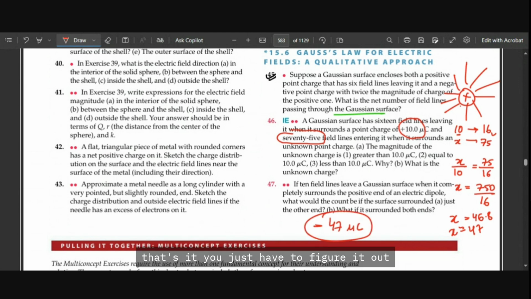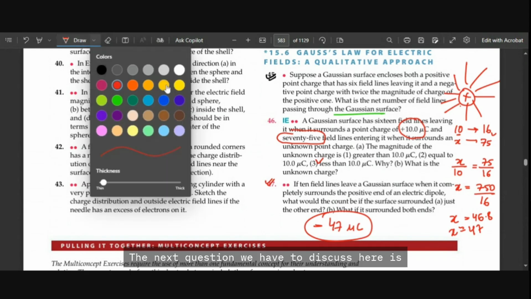That's it. You just have to figure out what exactly is going on, and you can simply do the basic maths. This is only applicable to questions which are qualitative in solving. The question asks whether the magnitude of the unknown charge is greater than 10 microcoulombs, equal to 10 microcoulombs, or less than 10 microcoulombs. What is the unknown charge? Since the field lines are entering, it is negative, and its magnitude is about 47 microcoulombs, so it is greater than 10 microcoulombs. So option C would be correct. And why? By just looking at the fact that a 10 microcoulomb charge is responsible for 16 field lines in the surface. So that is the way of doing it. Did you understand it? Yes, sir.